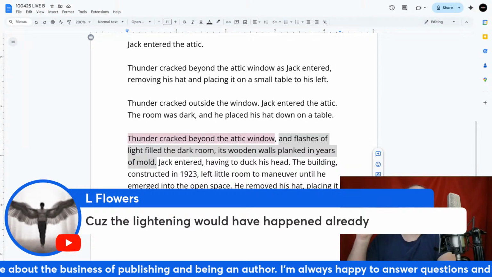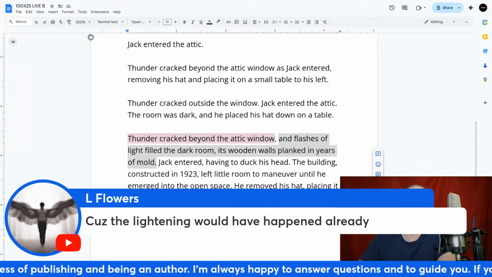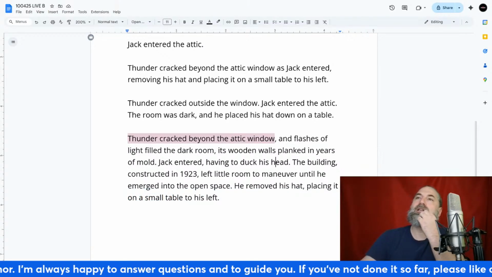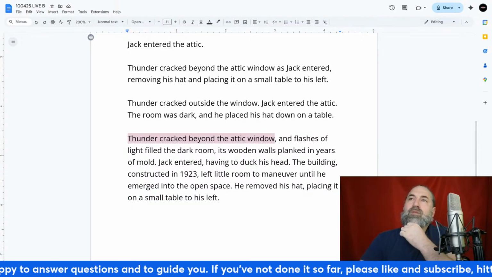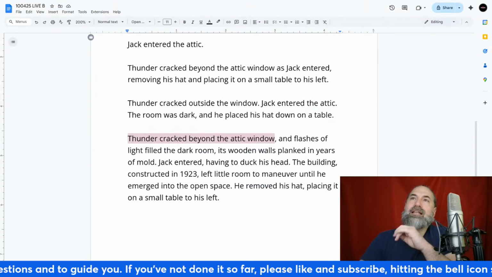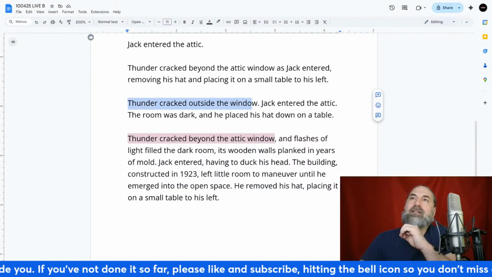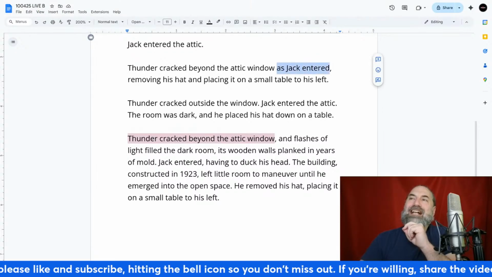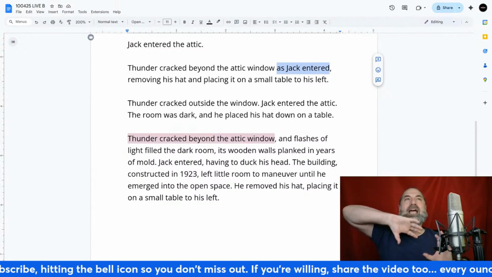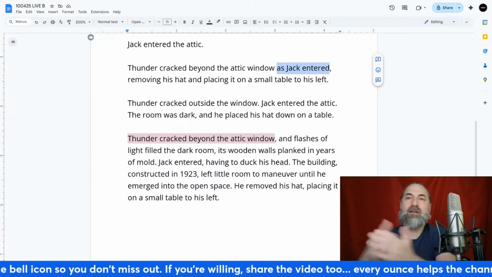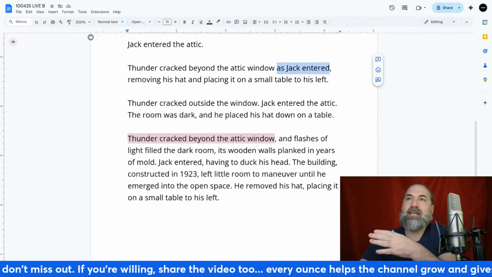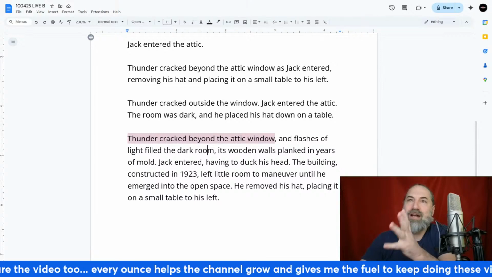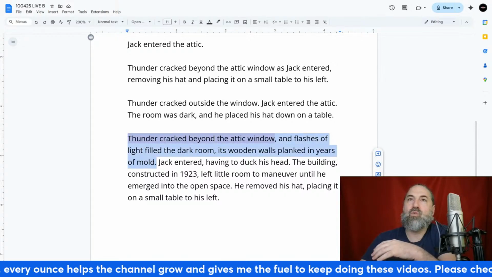Of course, the lighting would have happened already. Yeah, you know, like we want to keep it going. Hi, Angel. Okay, so thunder cracked beyond. That's why here it's thunder cracked outside. Thunder cracked beyond the attic window as Jack entered. It's because we're allowing the atmosphere to connect to Jack, keeping the momentum going. Here, the expansion is just playing with writing. Now, it takes us one long sentence.